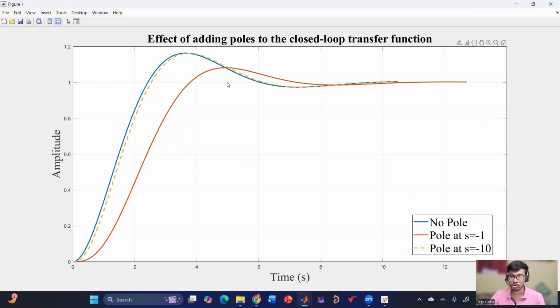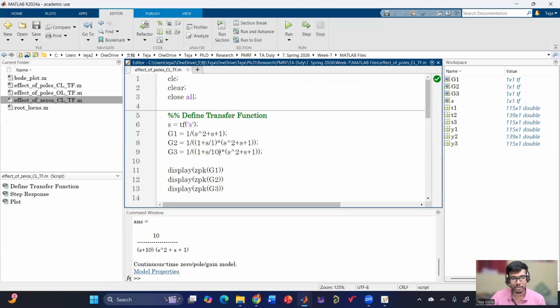And we are adding to the closed loop transfer function. So this is very important. If you are adding to the open loop, that will have a different impact. If you are adding to the closed loop, that will have a different impact. We'll see the open loop later because closed loop is much easier to understand. I have kept the pole at s equals -10 and it is more or less closely matching the original given transfer function. So let me push it to 100.